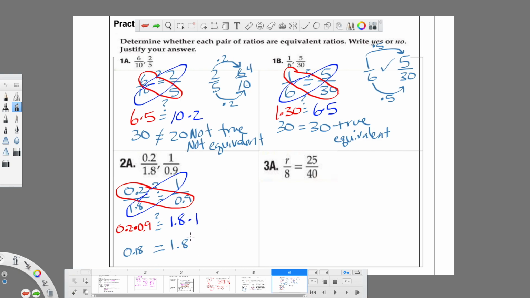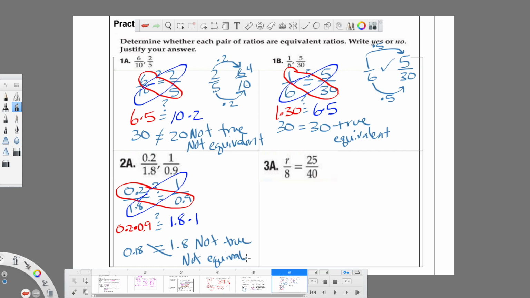So 0.18 or 18 hundredths equals 1.8 or 1 and 8/10. Well, no, it doesn't. Those are very different, right? This is like, if we're thinking about money, this is 18 cents. This is $1.80. Those do not equal each other. Not true. So not equivalent.